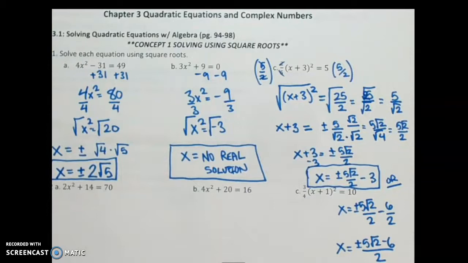Alright, please go ahead and try 2, A, B, and C. Pause now, give it a go. I'm going to go ahead and show the answers here.